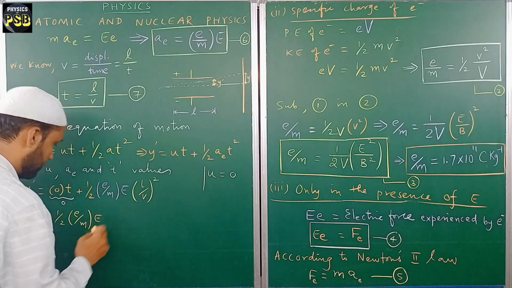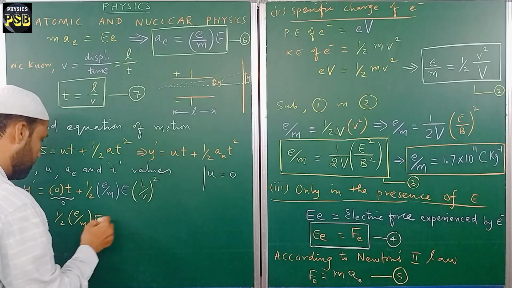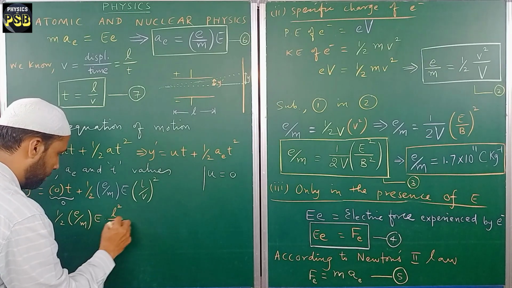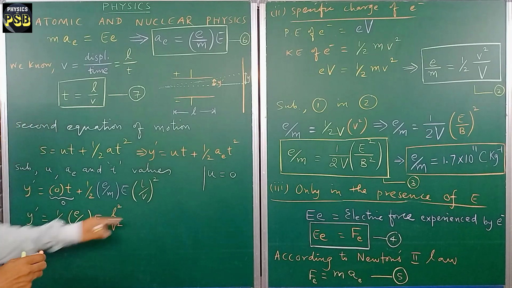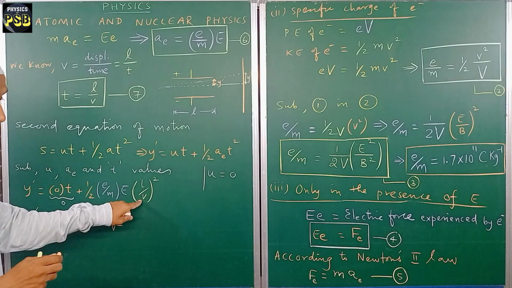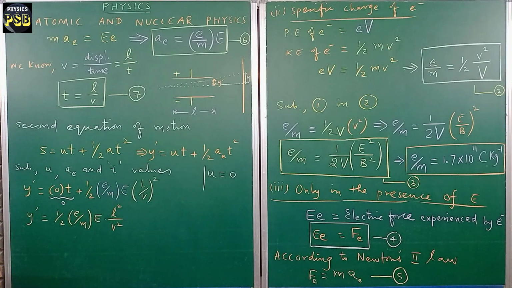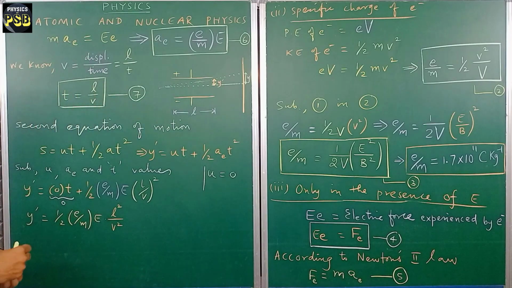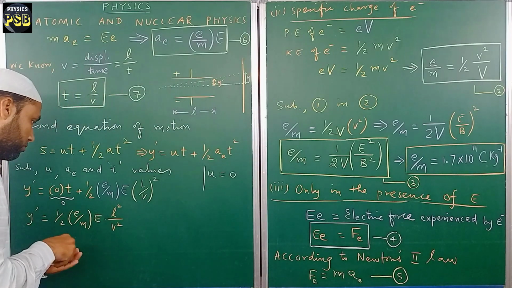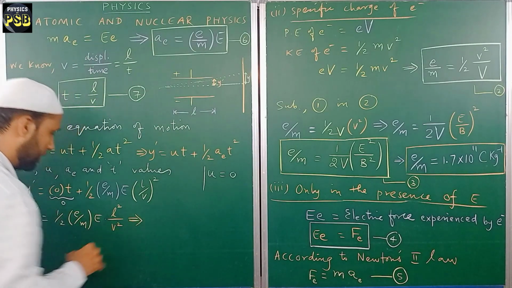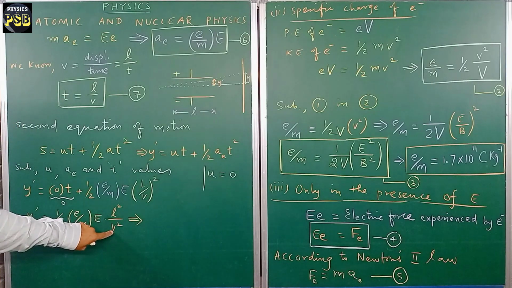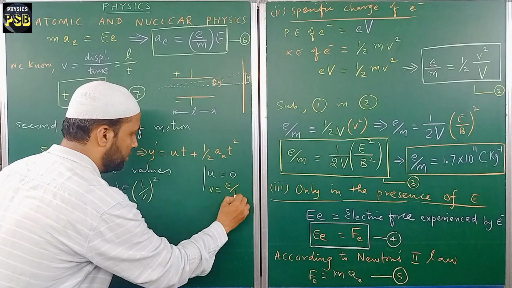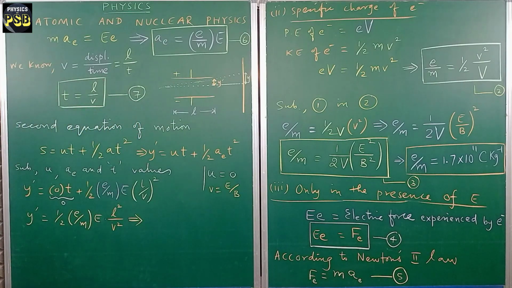Now I expand this. To expand, what I get? L square upon v square. Here it is a small v, and we know the value of small v, which is nothing but capital E upon capital B, the velocity of an electron. So the next step, I am going to substitute the value of v here. v is E upon B. This I am going to substitute here.